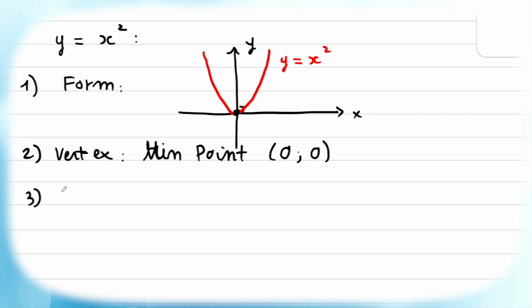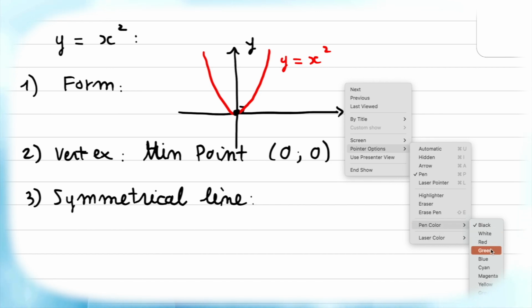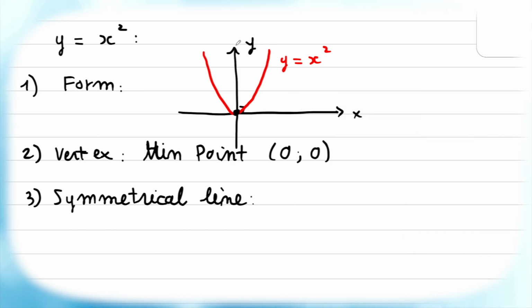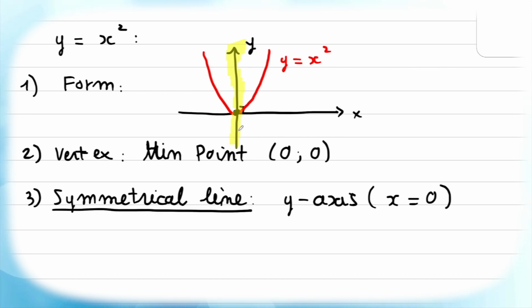And the third one, about the symmetrical line. This line will divide this graph into two parts, the left hand side and the right hand side. So I will draw the parabola line. I call the symmetrical line this one, the y-axis. The equation of the y-axis is x equal to 0. So the symmetrical line in this case is x equal to 0.